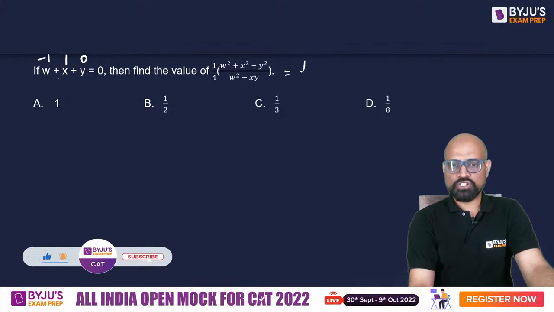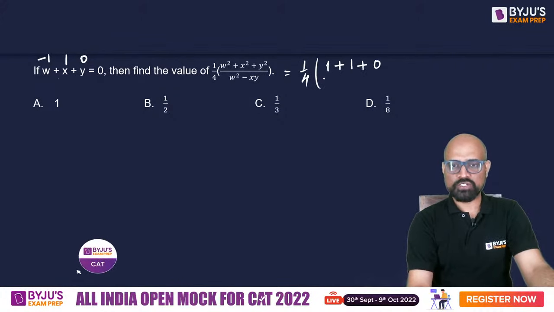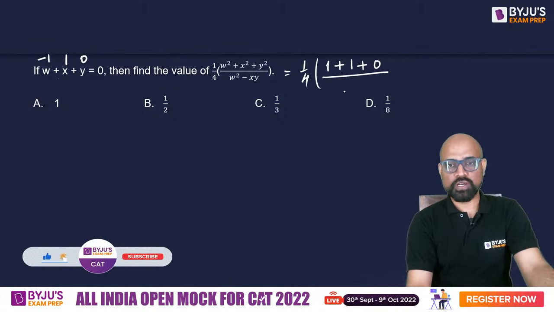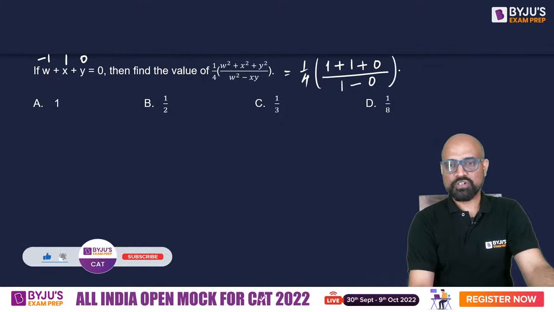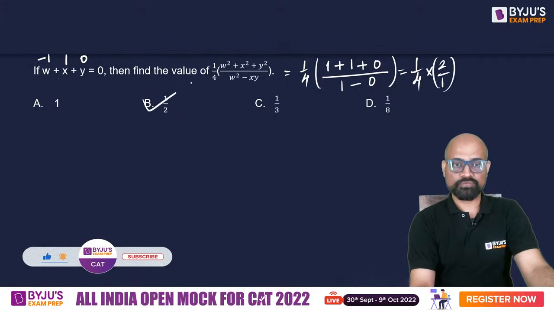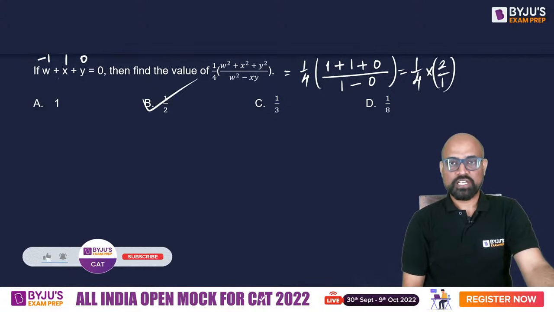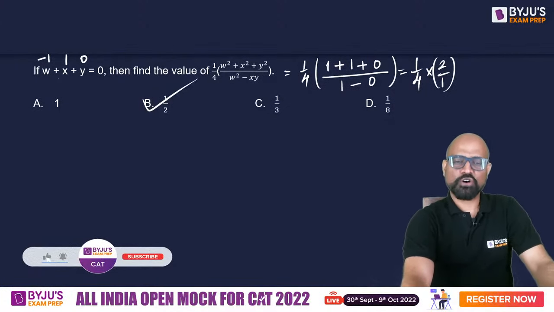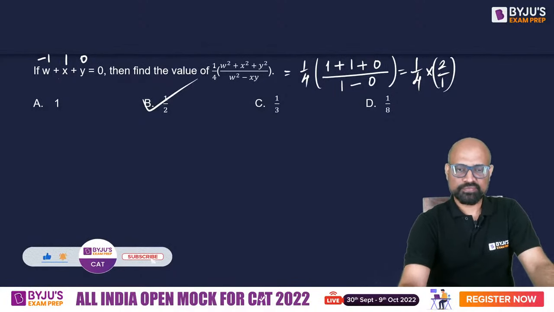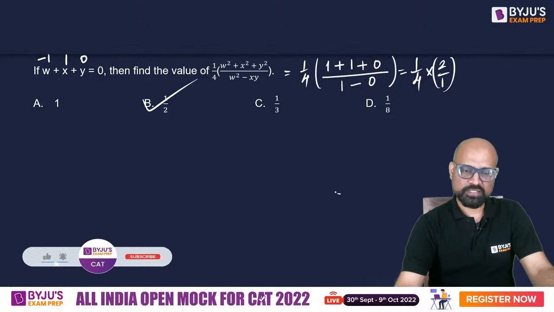So this is going to change to 1 by 4 times W square, that is 1, X square, that is 1, Y square, that is 0, divided by W square, which is 1, minus X into Y, which is 0. So this is going to be 1 by 4 times of 2 upon 1, which will result in 1 by 2, B. Pretty simple, right? Variable based questions are always simpler. As in algebra, they are simpler.